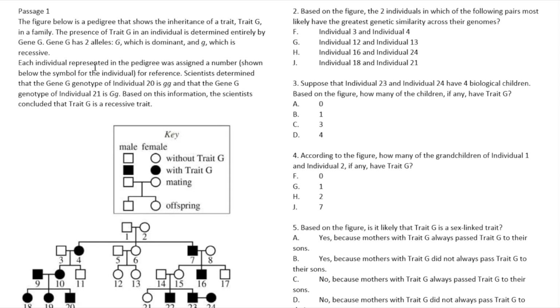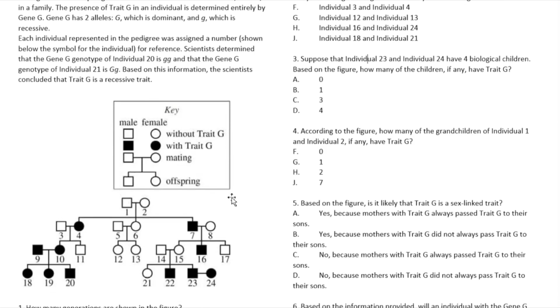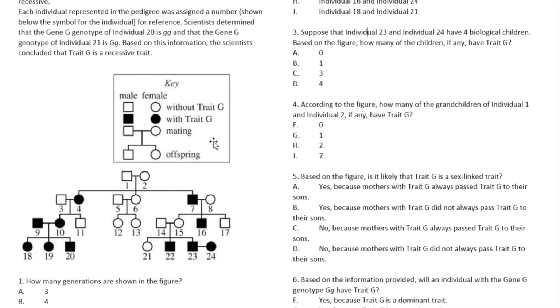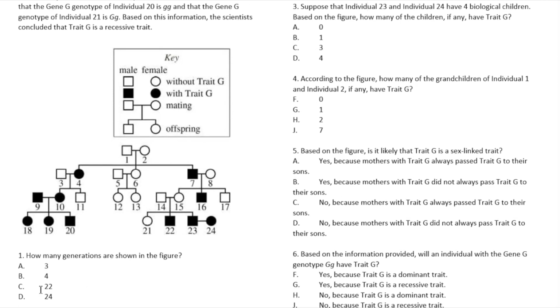Each individual is represented with a number. Okay? And it looks like there's no mention in the paragraph, but there's a hint here in the key that if the square and the circle mate and produce offspring, it goes down one level. So that, coupled with the idea that each individual is given a number, we said that these numbers in each shape correspond to individuals, not generations. So we know that the correct answers are not C or D, and it's either A or B.